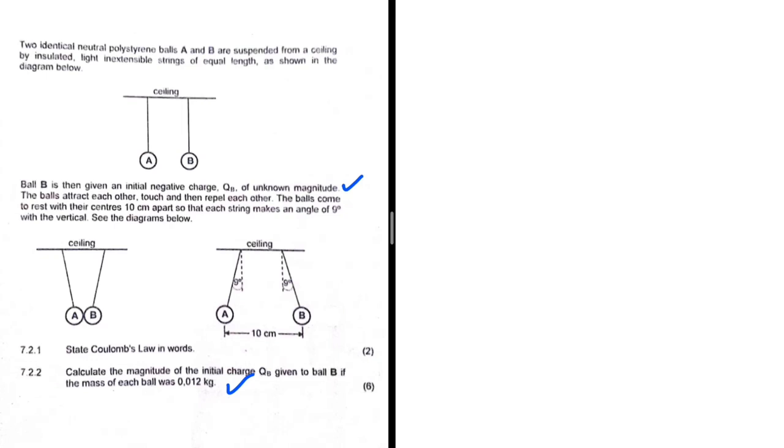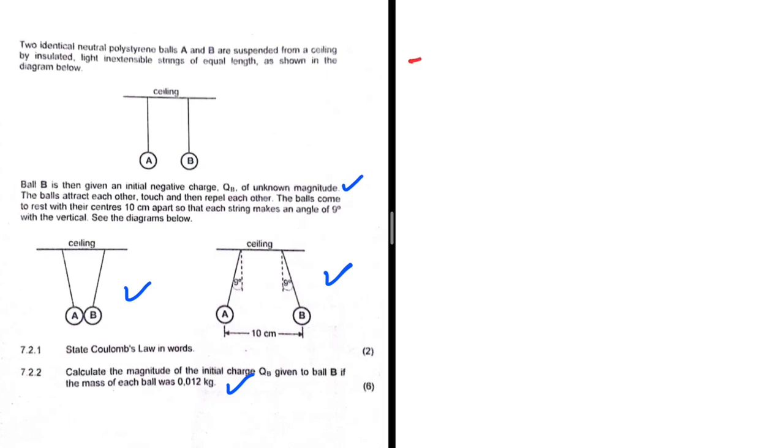The two balls are made to touch and then they repel each other. The balls come to rest with their centers 10 centimeters apart so that each string makes an angle of 9 degrees with the vertical. See the diagrams below. Okay, let's see. They touch, get separated, angle of 9 degrees with the vertical.